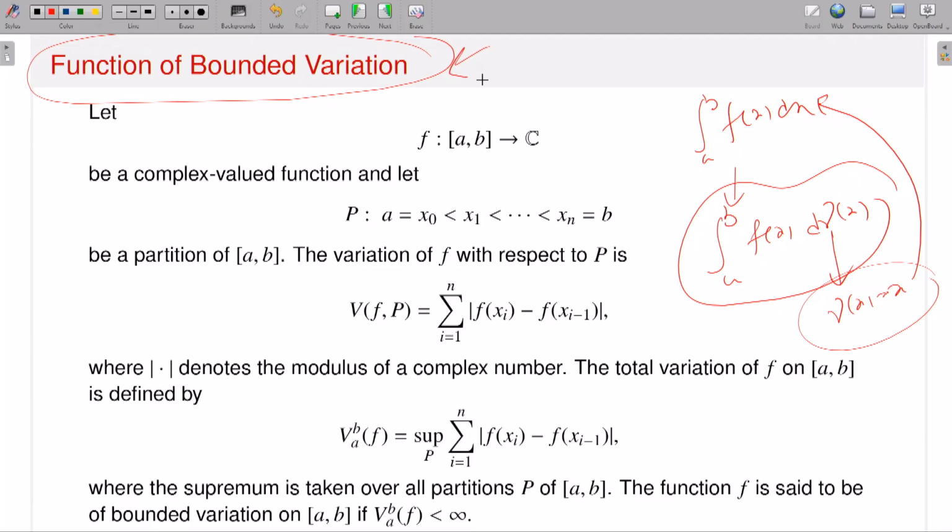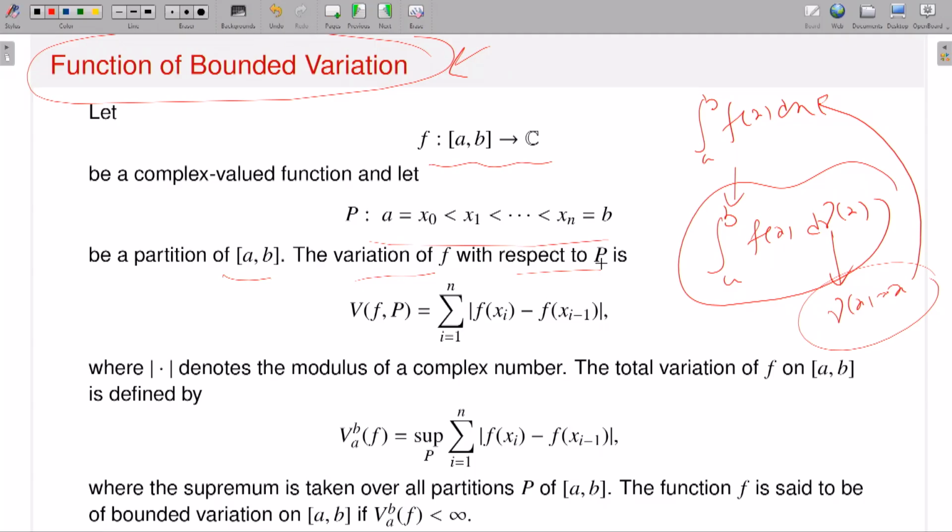So before that, let me very briefly talk about functions of bounded variation. What is the definition of a function of bounded variation? You start with a complex valued function f defined on the closed interval [a, b], and suppose you take a partition of your interval [a, b]. Suppose P is a = x0 < x1 < ... < xn = b, a partition of my closed interval [a, b]. Then I am talking about the variation of f with respect to that partition.